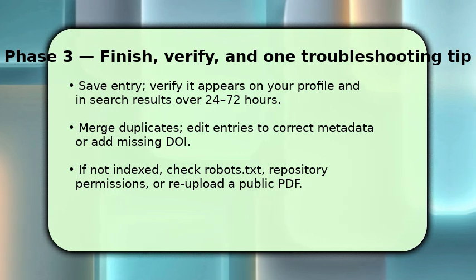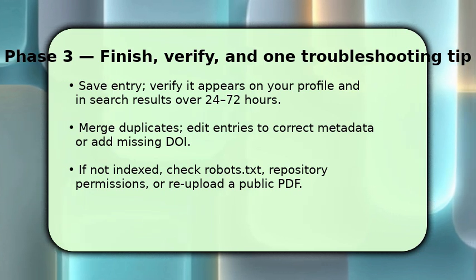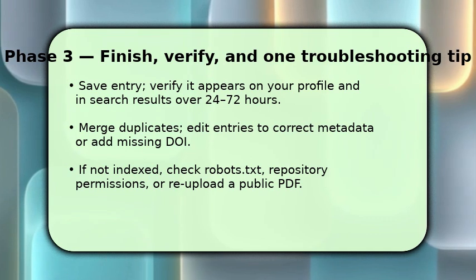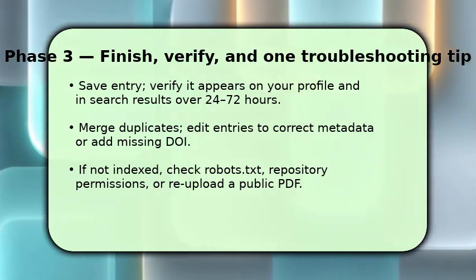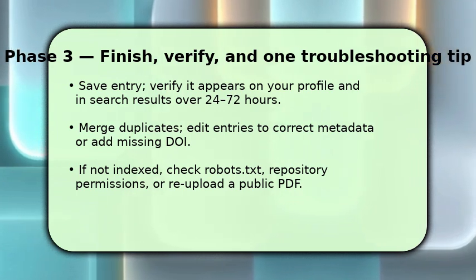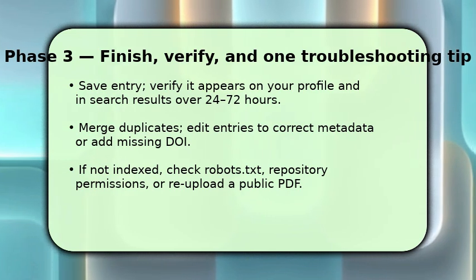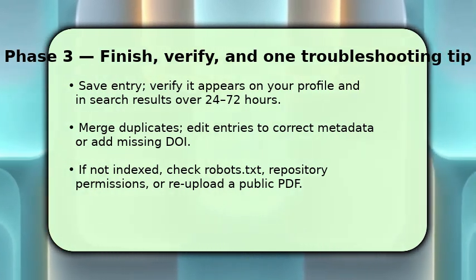If duplicates show up, merge them to consolidate citations, and if metadata is wrong, edit fields or add a missing DOI. If the article never gets indexed, investigate access. Ensure the PDF is public, and repository permissions allow crawlers and robots. robots.txt doesn't block indexing. Re-upload a public copy if needed, and monitor indexing progress.